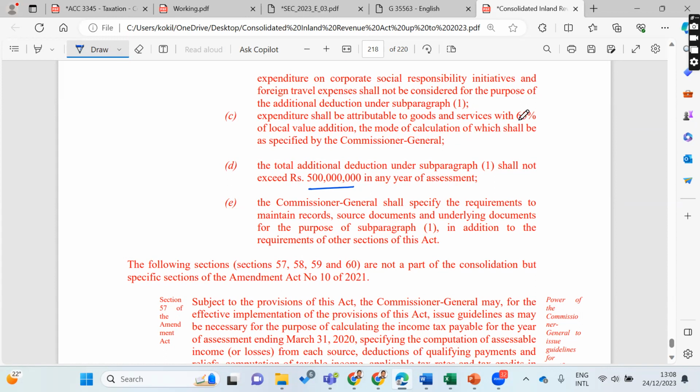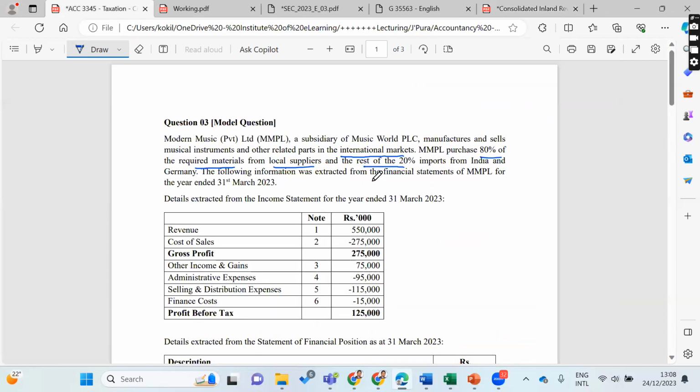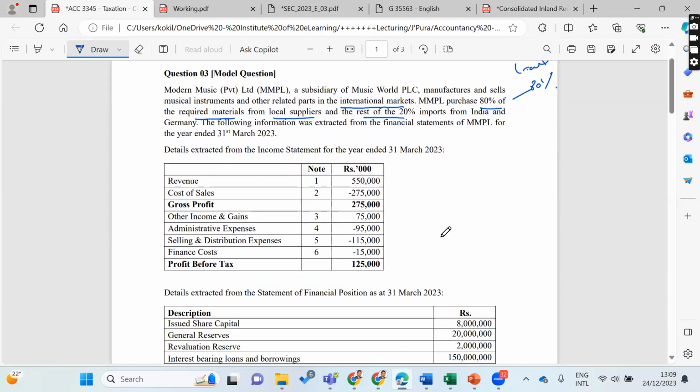So expenditure attributable to goods and services, 65% of local value addition, right? You need to check whether the 65% local value addition is there. Anyway, in our question it says 80% local source, so in the sense we can get the mark, right? If it is 80% local, you can enjoy the 100% double deduction for marketing and communication. I would say Marcom, in basic terms probably need to explain, right?